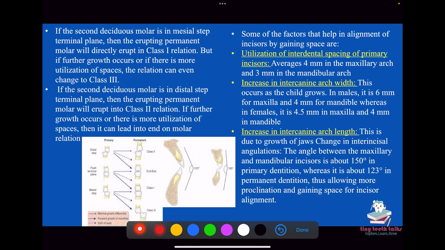Now if the second deciduous molar is in mesial step terminal plane, then the erupting permanent molar will directly erupt into the class 1 relationship. If further growth occurs, or if there is more utilization of space, then there will be class 3 relationship. If the second deciduous molar is in distal step, then the erupting permanent molar will erupt into the class 2 relation. If further growth occurs or there is more utilization of space, then it can lead to an end-on-end relationship.